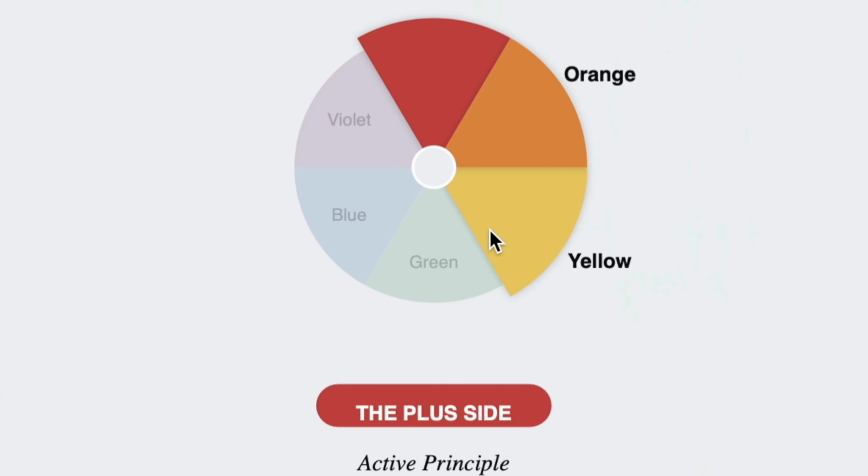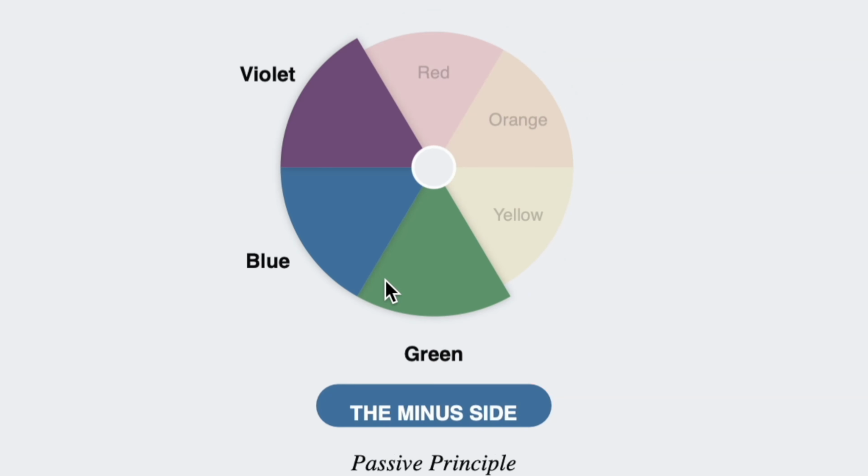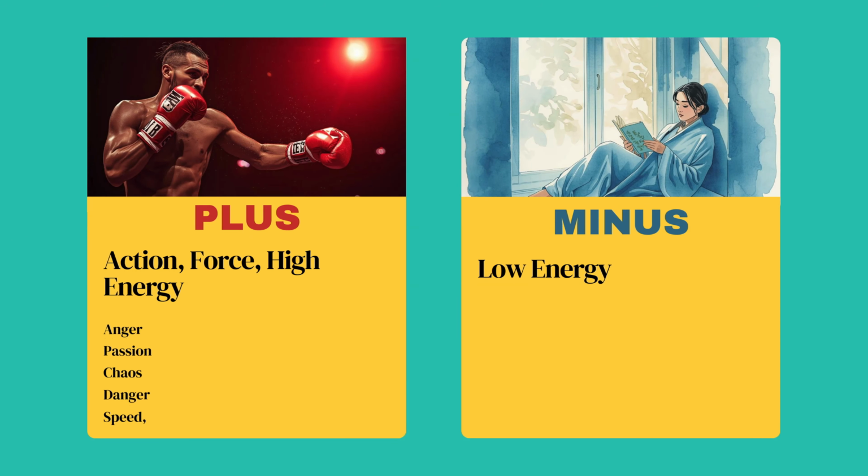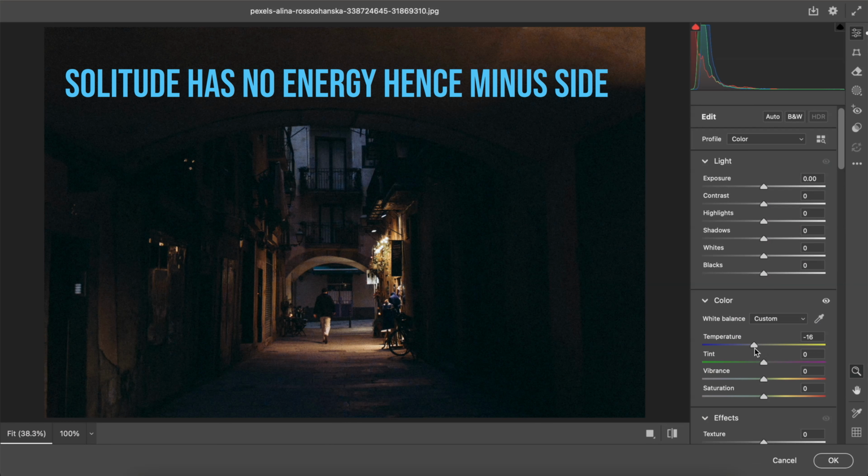He saw it as a battle between the plus side and the minus side. So what are these sides? The plus side is action, force, and high energy. The minus side, on the other hand, is solitude, shadow, and low energy. So for my photo, I wanted solitude. And solitude has no energy. It's quiet. So I choose the minus side.